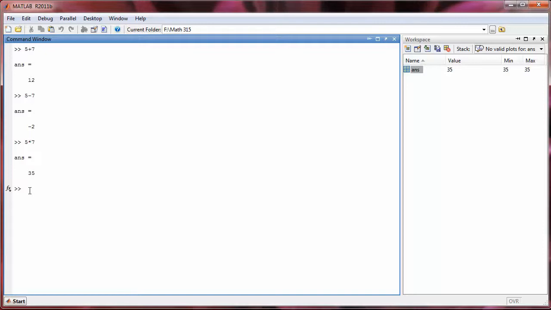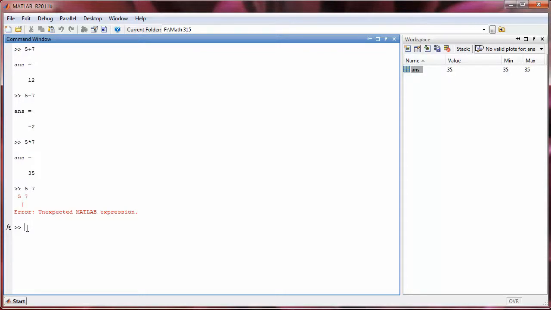So for example, if you typed in 5 and then a space and then a 7 and you press enter, you see that you get this error. Matlab says, I don't know what you're talking about. This is an unexpected expression. So it doesn't know what you're trying to do. So make sure that you use an asterisk whenever you need multiplication.